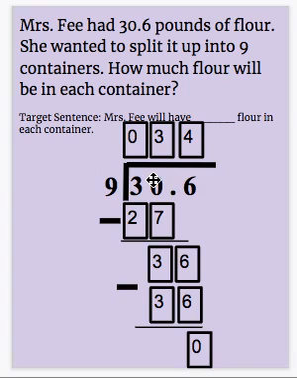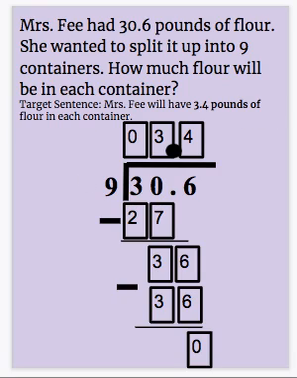Now that I've identified my quotient, I need to place my decimal point. I notice how my decimal point is located here in my dividend, so I need to bring my decimal straight up into my quotient. So my quotient is 3 4/10. So Mrs. Fee will have 3 4/10 cups of flour. Let's try that again. Mrs. Fee will have 3 4/10 pounds of flour in each container.